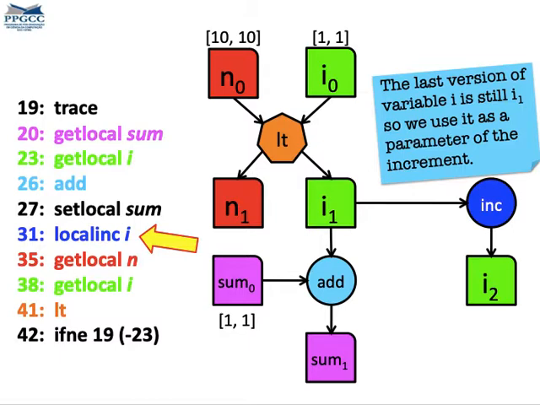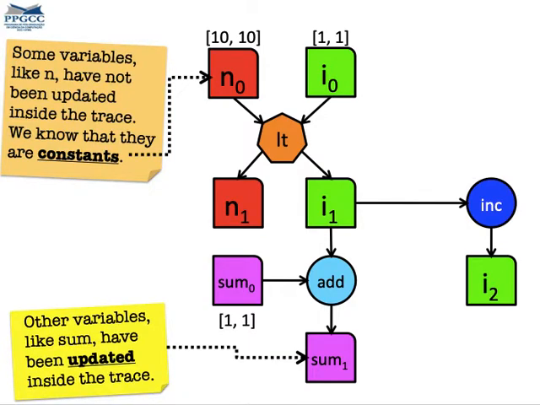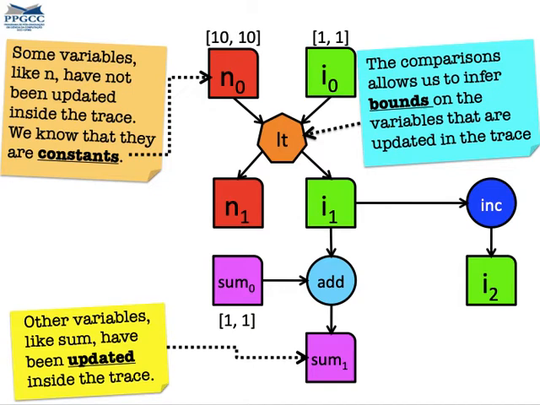Notice that every arithmetic operation creates a new name, just like in SSA form, but this is like a dynamic view of SSA form because we are creating it while the program runs. Some variables have never been updated in the trace. n is an example, so we know that n is constant. Other variables like sum have been updated. Then we know that they cannot be constants. Notice that the comparisons let us place bounds on variables. We can use the constants to limit the ranges of the non-constant variables in the conditionals.